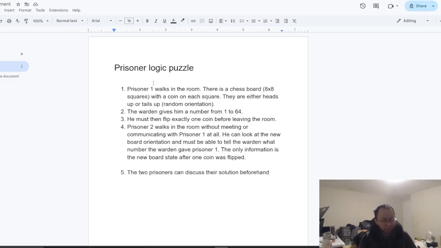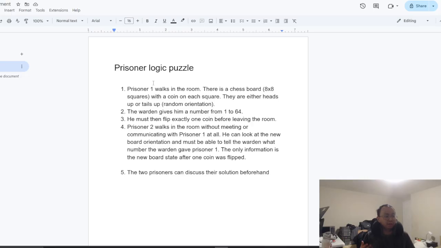Now, there are 64 coins, heads or tails, and the warden will tell prisoner 1 a number between 1 and 64. In some variations of the problem, that number is a square with a compartment with a key in it, or whatever. It doesn't matter. He's given a number between 1 and 64, and he must choose a single coin to flip. After he flips that coin, he leaves the room, and prisoner 2 enters. There's no communication between the two. Prisoner 2 enters the room, and looking at the board, he must now figure out and tell the warden what number the warden gave to prisoner 1.